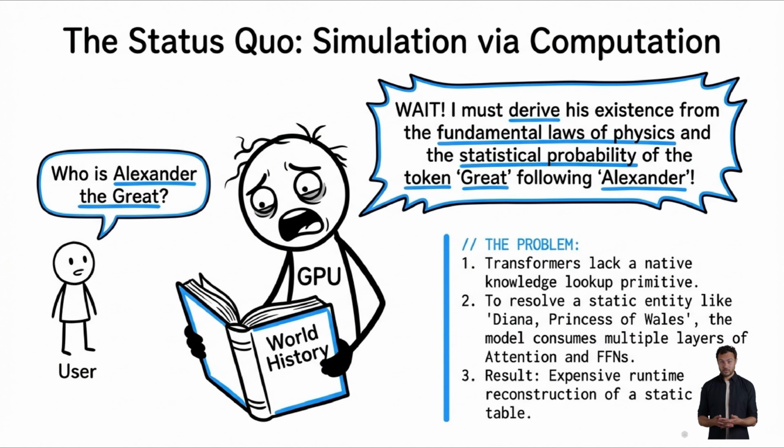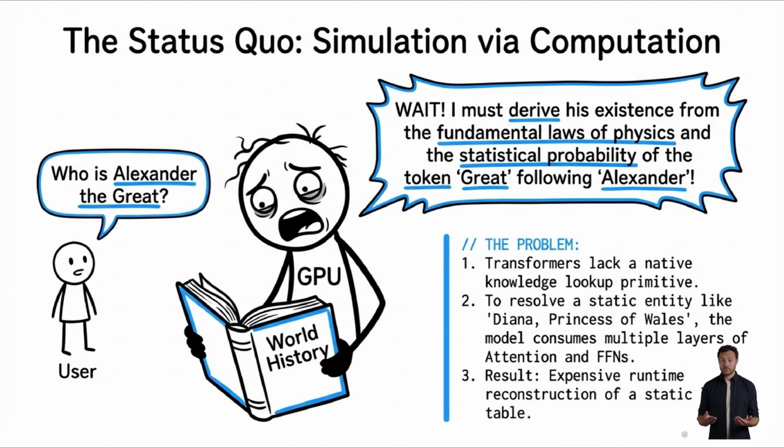When you ask a model something simple like, "Who is Alexander the Great?" it doesn't actually perform a direct fact lookup. Instead, it has to simulate knowing the answer by running the full transformer computation, deriving the response from learned patterns and probabilities token by token. That's the core issue here.